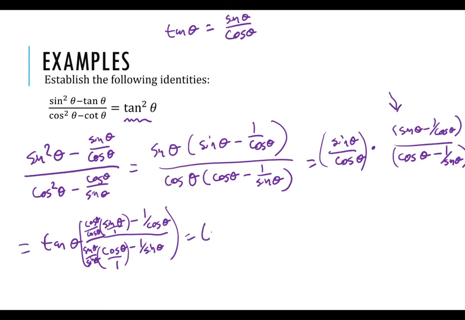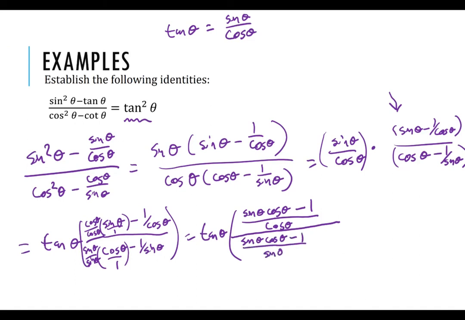And so what is this going to give me? This is going to give me tangent of theta times sine theta cosine theta minus 1, all divided by the common denominator of cosine of theta. All of that's divided by sine of theta cosine of theta minus 1 divided by sine of theta, which was that common denominator.